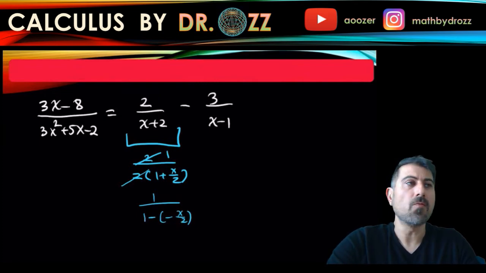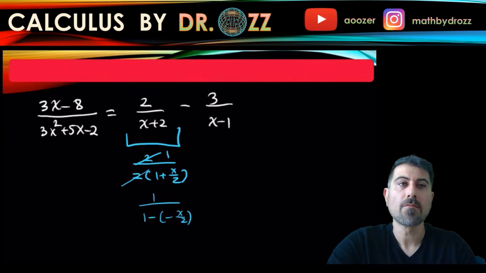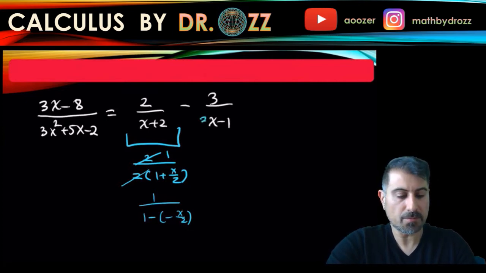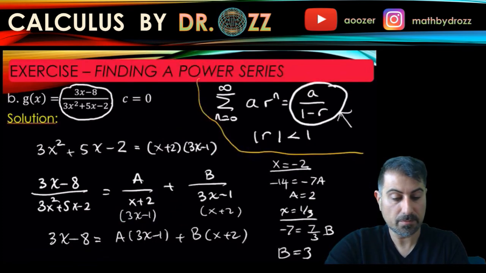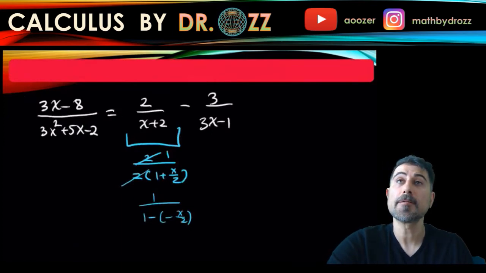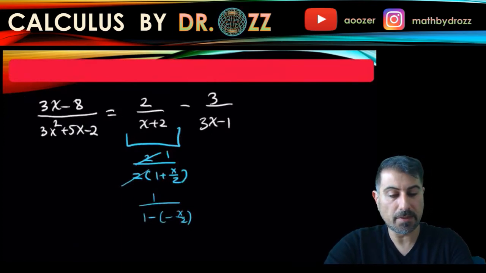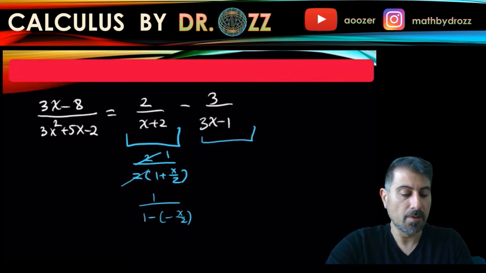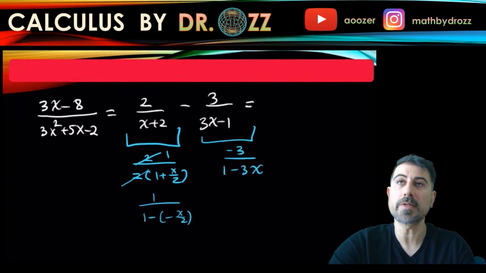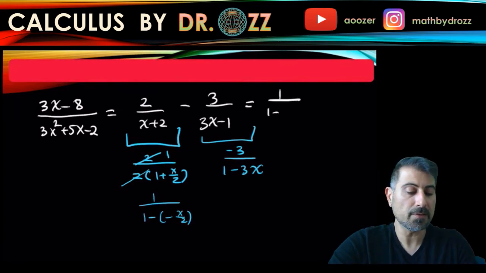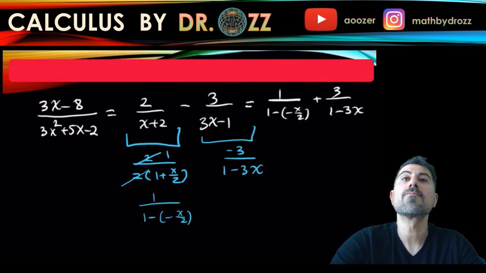And let's see, 1 minus, okay, there's a typo here. Let me put the 3 back here because this was 3x minus 1, right? I'm sorry for the typo. So this is 3x minus 1. All I'm going to do is rewrite this as minus 3 times 1 minus 3x. So in turn, what do we have? Let's sum them up. So 1 over 1 minus x over 2. I have a minus sign here, so plus 3 over 1 minus 3x.